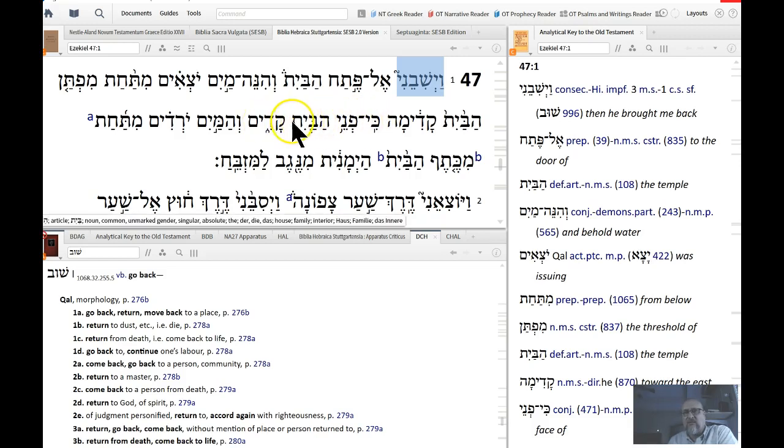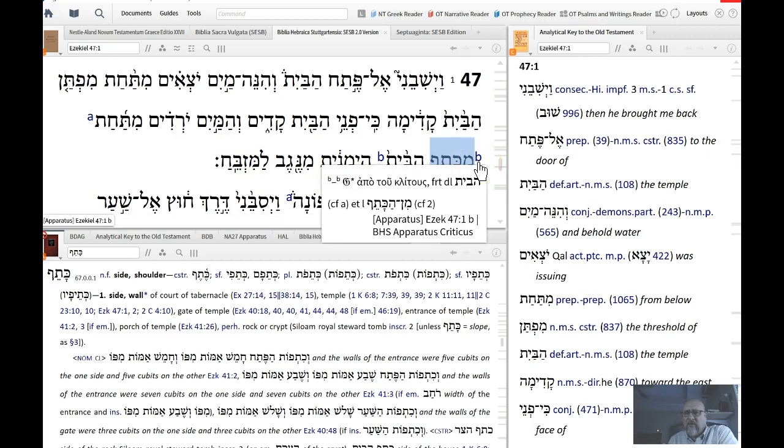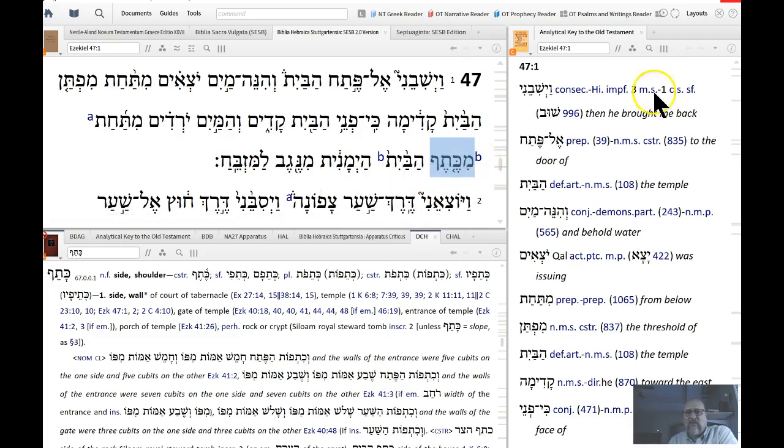We would say that the temple faces east. And the waters were going down from underneath, the side of the house, the right side of the house, from before the altar. So the temple is pictured as having a river.